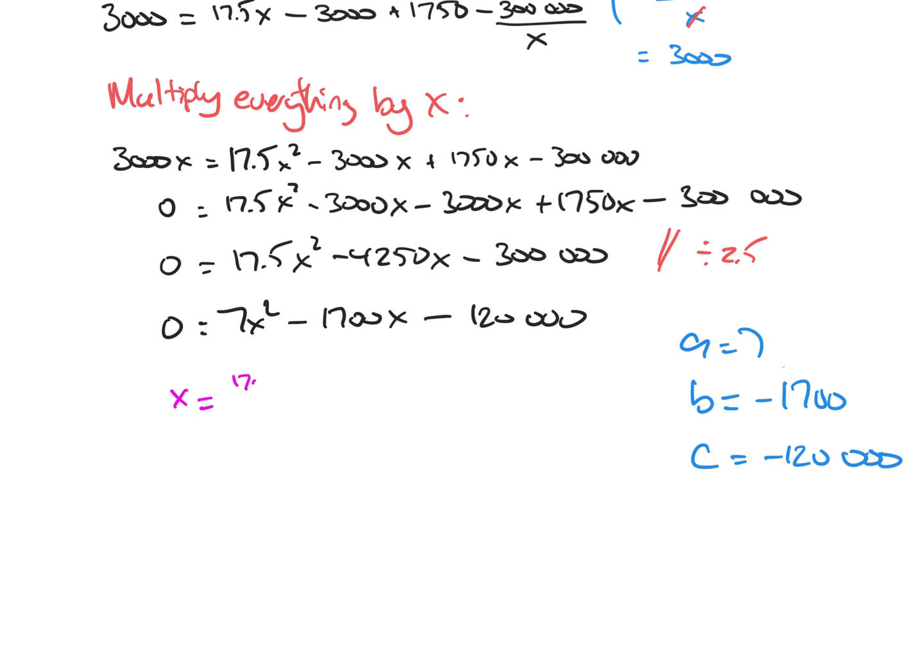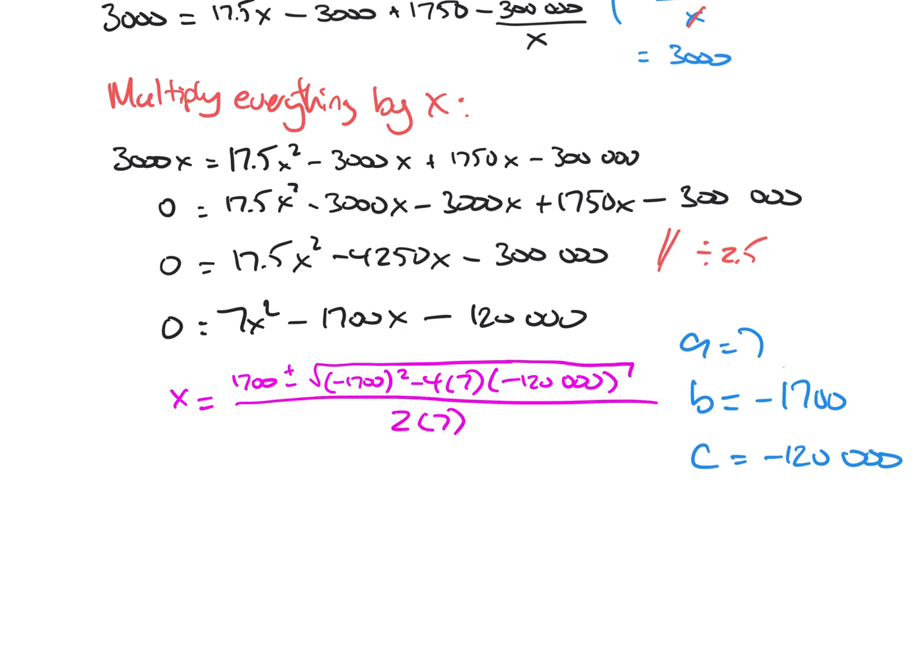So it's going to be 1,700, because that's minus B, plus or minus the square root of minus 1,700 squared, minus 4 times 7, times minus 120,000, all over 2 times 7. So let's work it out.